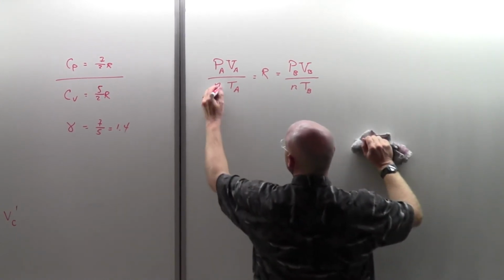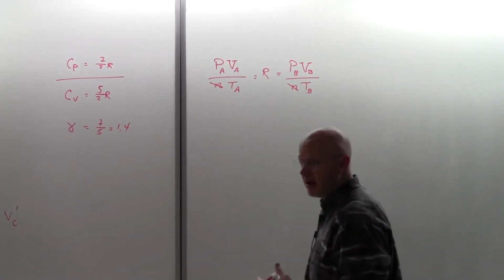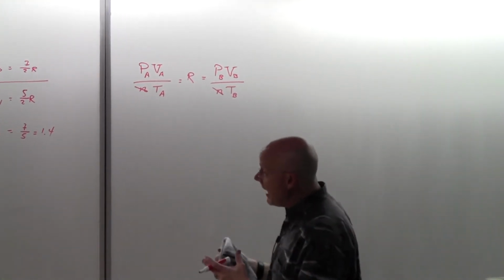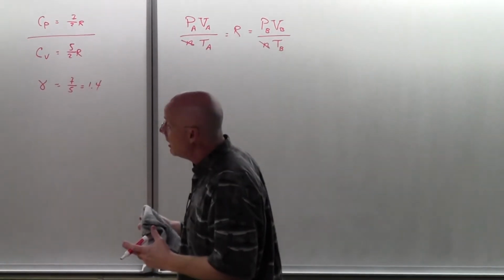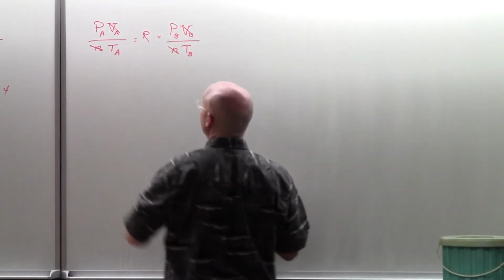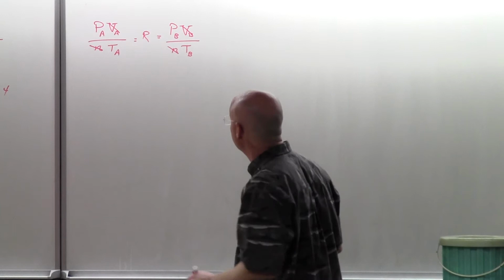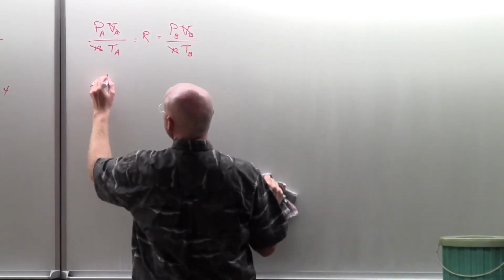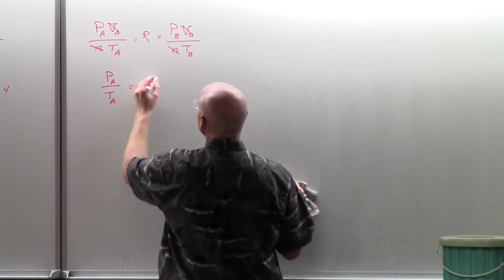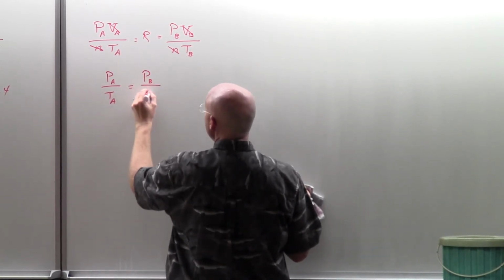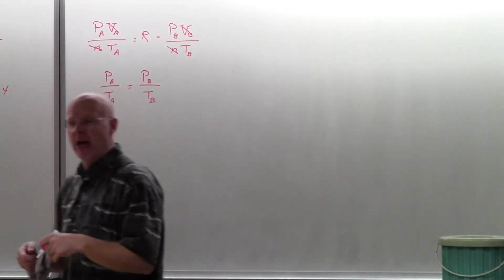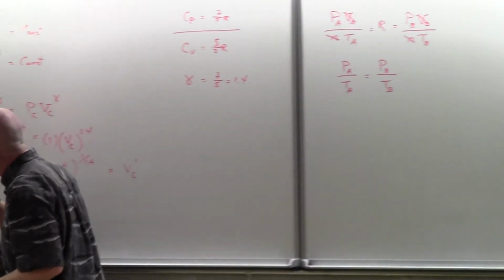Looking at this, the number of molecules cancels off, so I don't even have to calculate that. The volumes of A and B are the same. I even know their number is 4, but I'll just cancel them off. And so what I get is the pressure at A divided by the temperature at A must equal the pressure at B divided by the temperature at B.